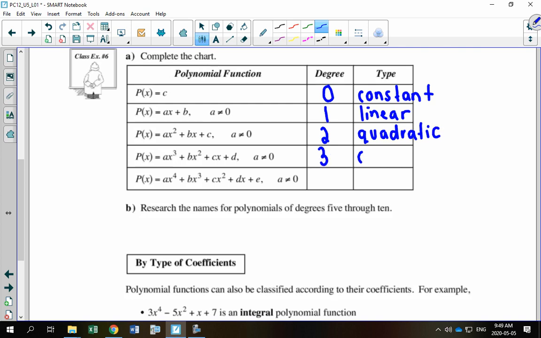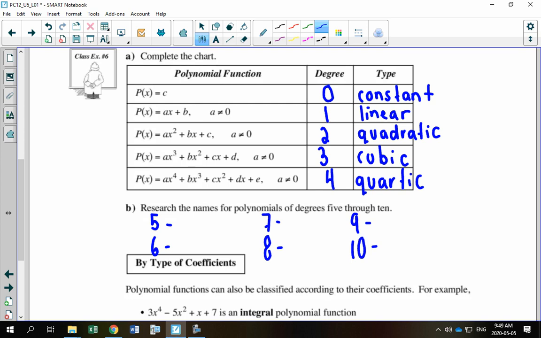Degree 3, which is cubic. And degree 4, which is quartic. Okay, so it says to research names of degrees 5 through 10, so I'll let you do that. So what does degree 5 get called? 6, 7, 8, 9, and 10. So they all have special names associated with them.